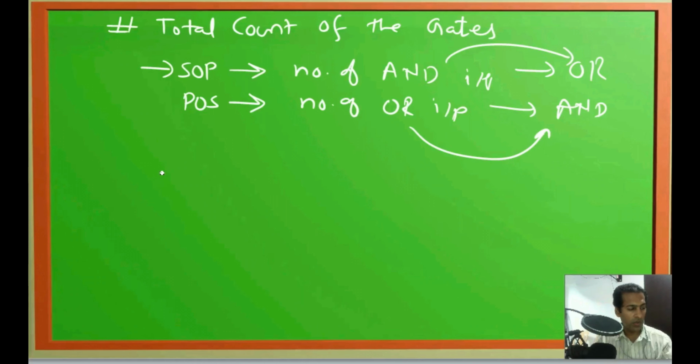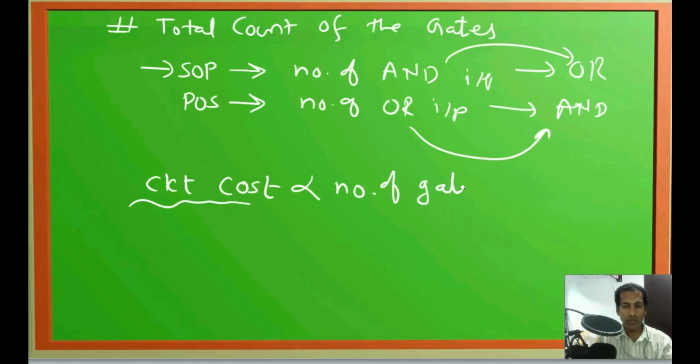Why do we need the count? Because the cost of implementing a circuit is almost proportional to the number of gate inputs required. So the gate count is one important parameter which we have to consider.